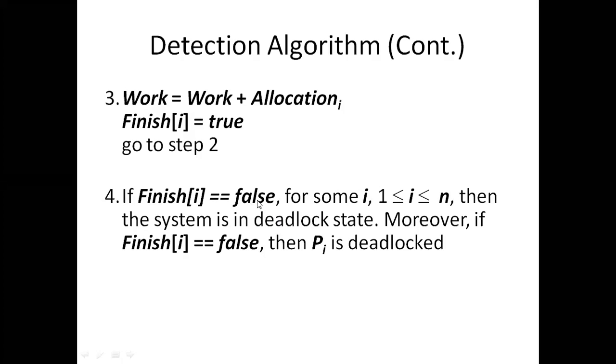Okay. If you are unable to give a resource to the process, automatically we are in a deadlock state. That means finish of i equal to false for any i, for any process. It may be the first process to the end process. For any process, if we are unable to give the resources, then the system will be in a deadlock state. That means for that particular process, finish of i equal to false. That means the process is deadlocked.